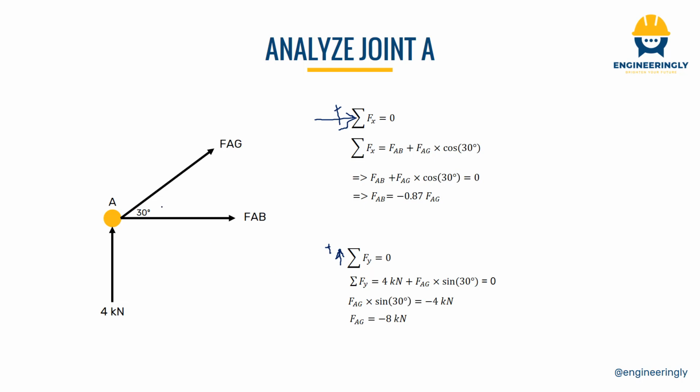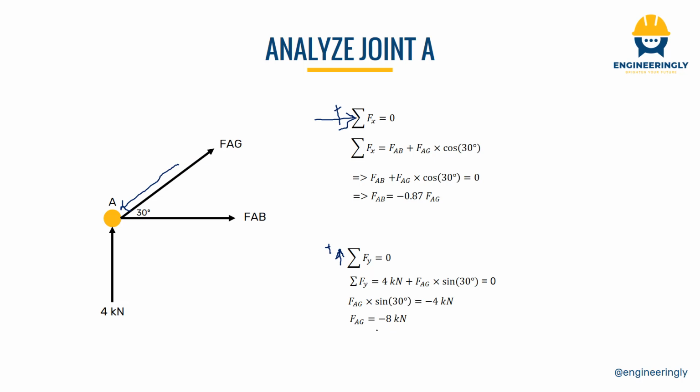What this means is that the direction that we initially assumed is in the opposite direction of the actual acting of the force, which means that the force in member AG is acting in this direction. Or in other words, this member will go under compression.